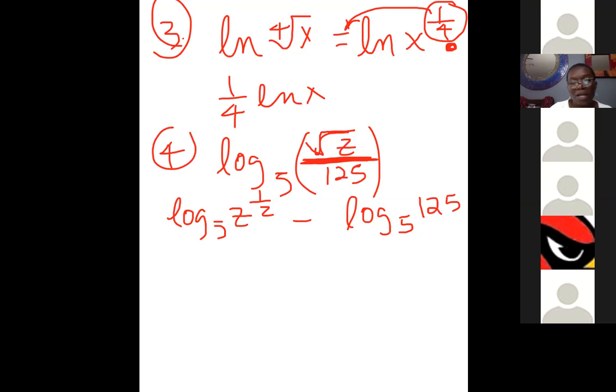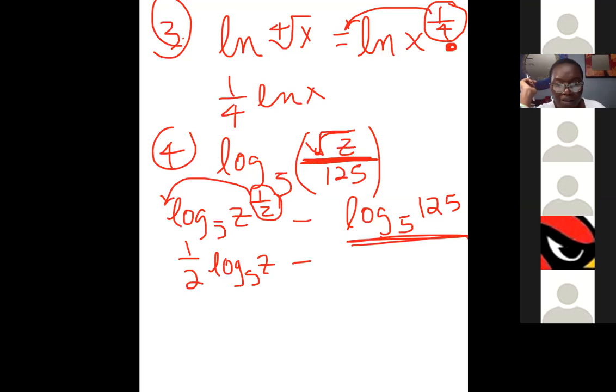Guys, I just realized I didn't show you how to plug these into the calculator, so I'm going to have to take a pause here and show you how to do it on the calculator. Let me finish this part right here. The exponent becomes a coefficient. So this would be 1/2 log base 5 of z. Now, we need to simplify this. Log base 5 of 125.